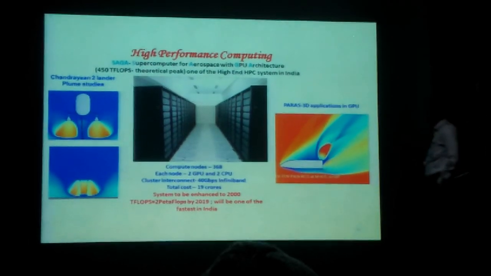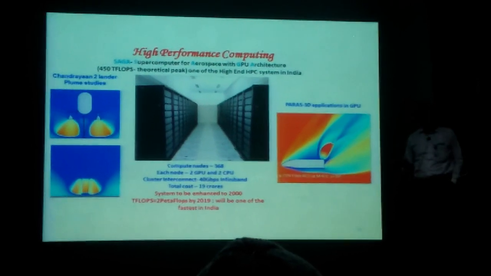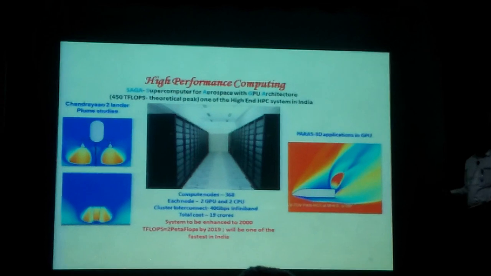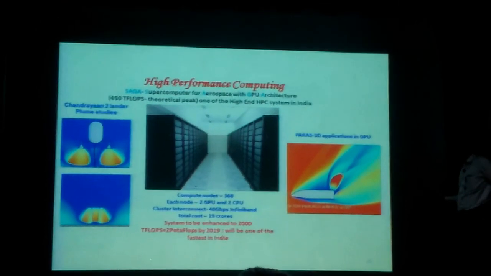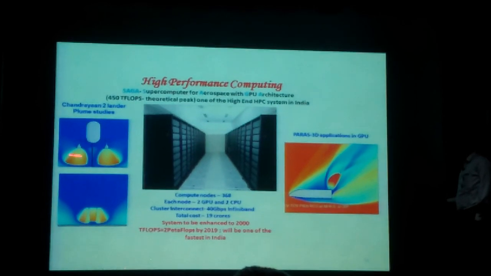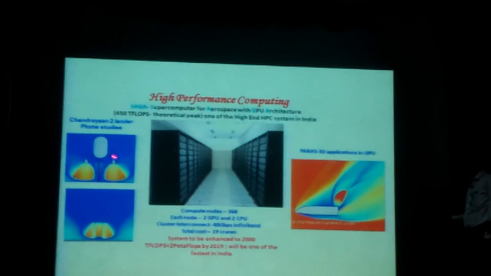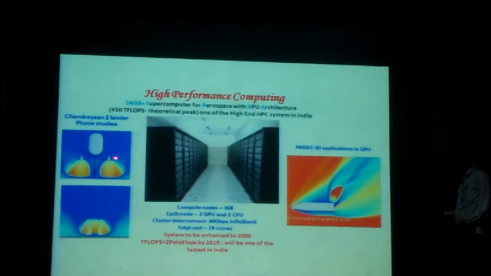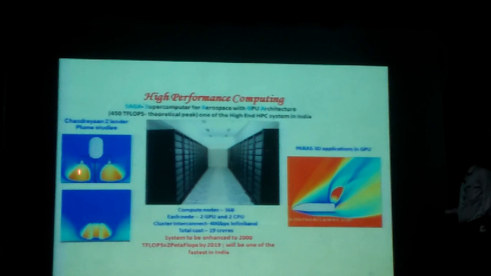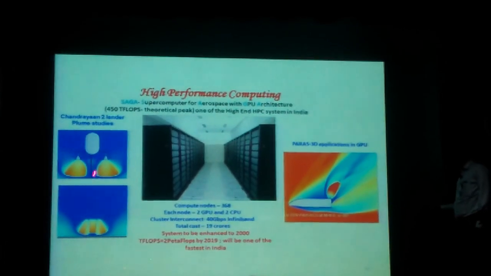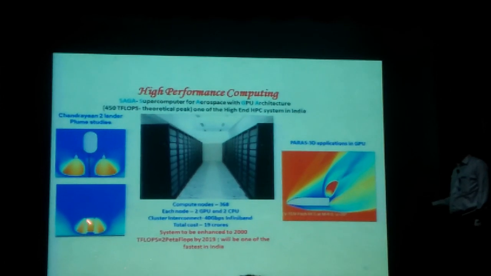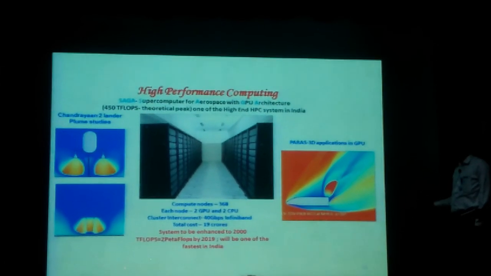Now for doing all these things, we have high performance computing facilities here in house. This is around 450 teraflops, which is a GPU based system. And now we are going to enhance it to a 2 petaflop facility. And these are some of the typical problems solved. You can see here, this is the Chandrayaan 2 lander, wherein you have these two jets. When they land, these jets will throw some dust. So because of this, a central engine also was proposed, and because of this jet reversal is not there.